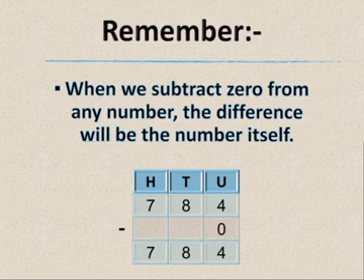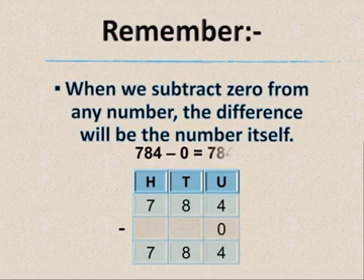Therefore, 784 minus 0 is equal to 784. Or we may also say 0 subtracted from 784 is equal to 784.